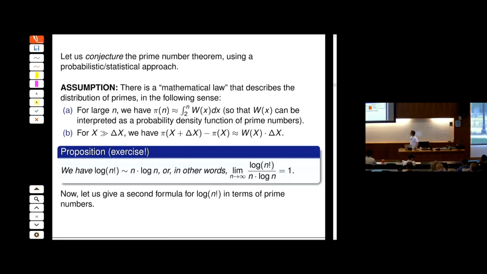All right, so first of all, what we're going to do is write a formula for the log of n factorial in two ways. The first formula that I'm going to give you is that log of n factorial is asymptotic to n times log n. This one I'm not going to prove, but it's an exercise. I will be posting after the lecture a PDF with exercises that I will be updating as I go on with my lectures, adding more exercises. So try to prove yourselves that log of n factorial is asymptotic to n log n. Okay, and now we're going to give a second formula for log of n factorial in terms of prime numbers. Okay?